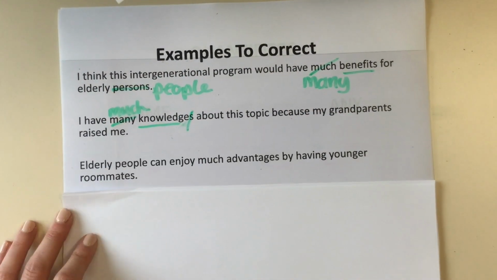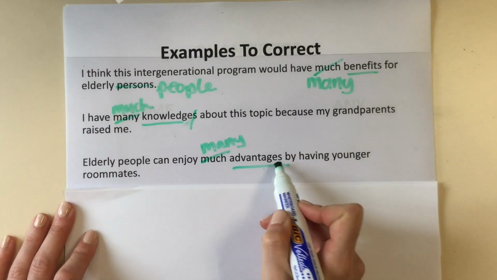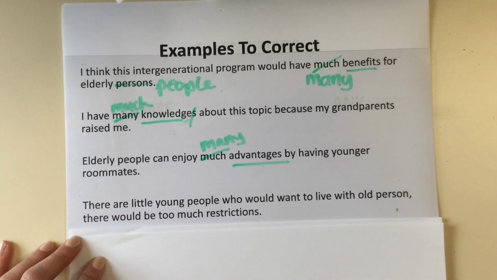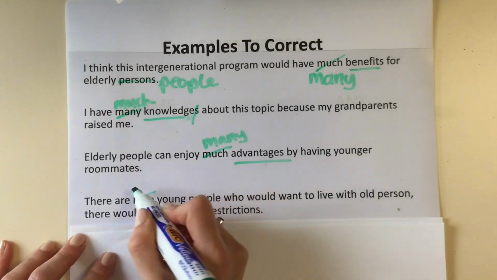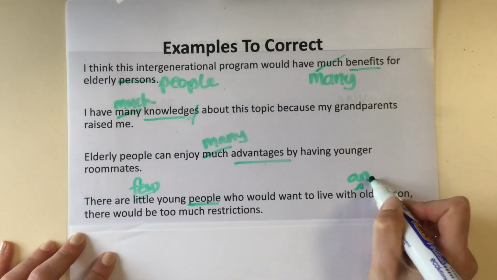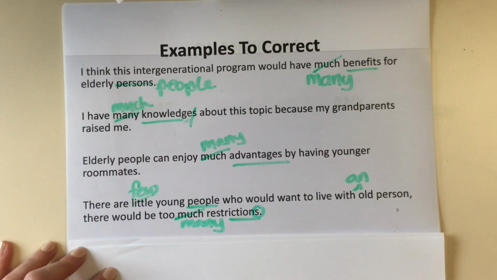In this sentence, advantages is a countable noun, so many advantages, not much advantages. And in this one, people is countable, so we need few young people. And don't forget your indefinite article an. And here restrictions is also a countable noun, so we need many, not much.